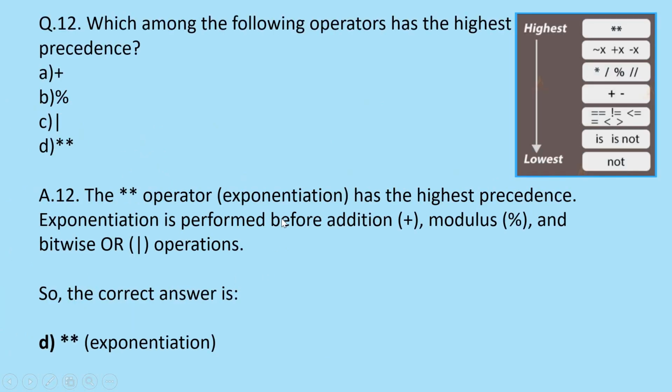Number 12. Which among the following operators has the highest precedence? Plus, percentage, vertical, this is pipe, this is vertical, then double star. This one is for bit operations. The double star operator, meaning exponentiation, has the highest precedence. See here also, this is the highest precedence. After that you find addition, modulus and bitwise operations. The correct answer is option D, exponentiation.